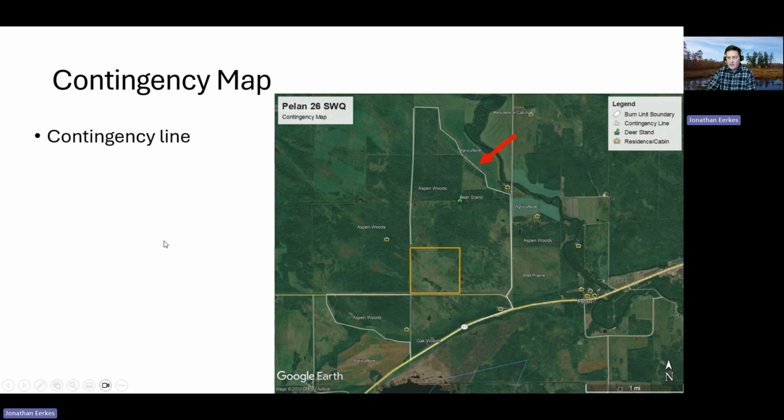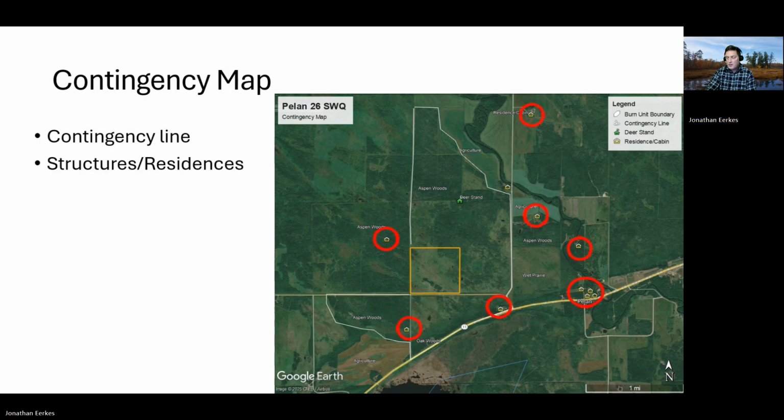Note that there isn't a contingency line on this map to the west, and that's because there isn't a barrier within 4 miles. So I thought it was unrealistic to include a contingency line in that direction. And because of that, I should probably really reconsider the prescription for this unit and whether or not a west wind or an east wind is allowed for this unit.